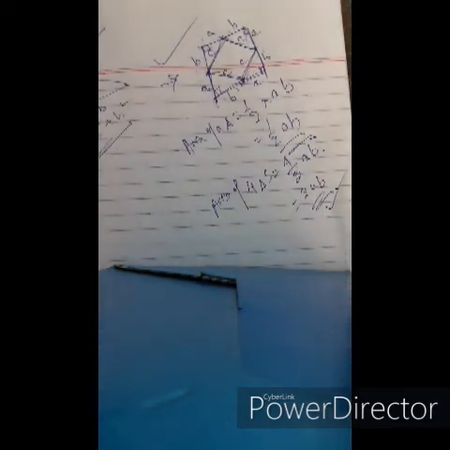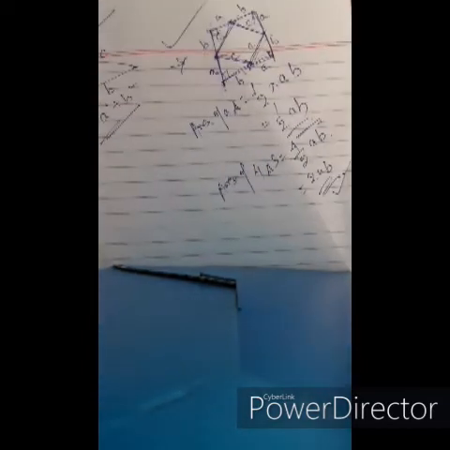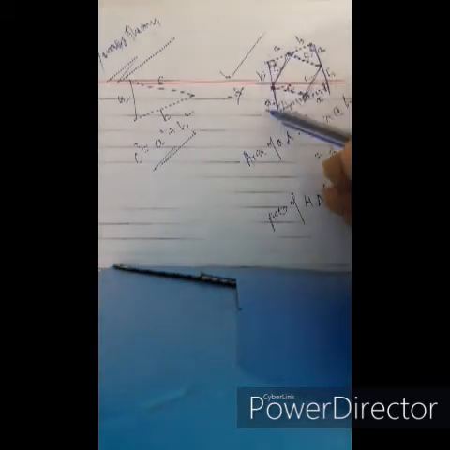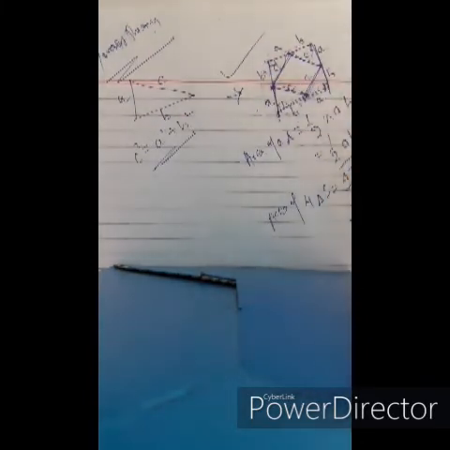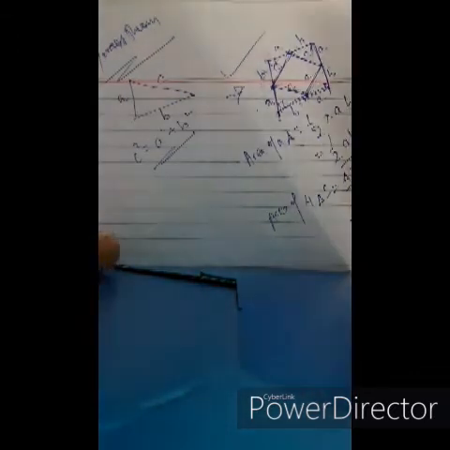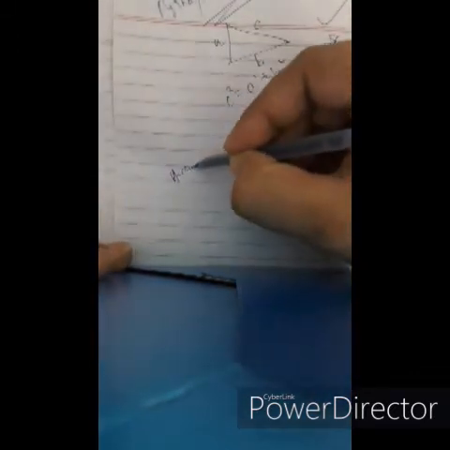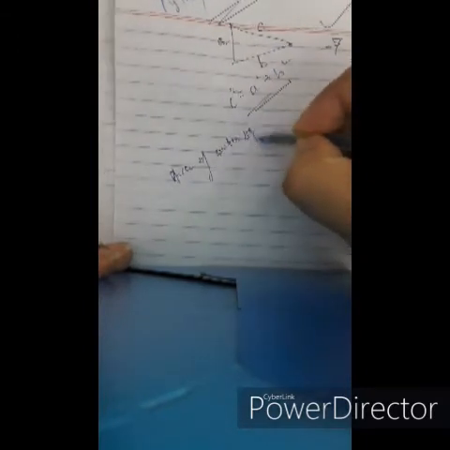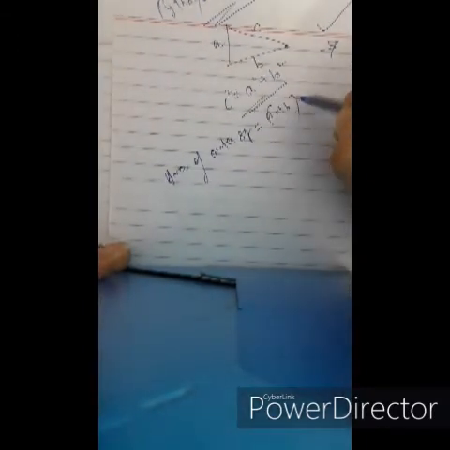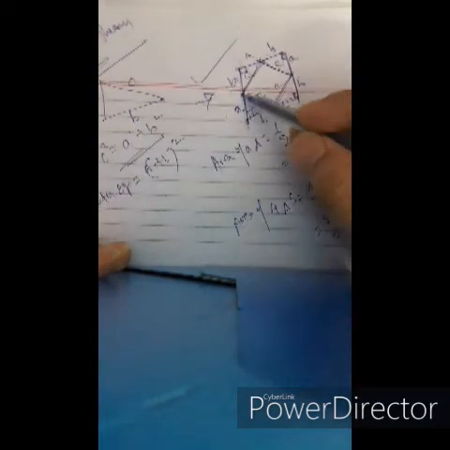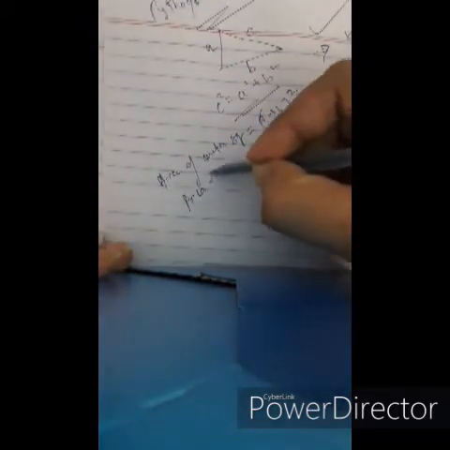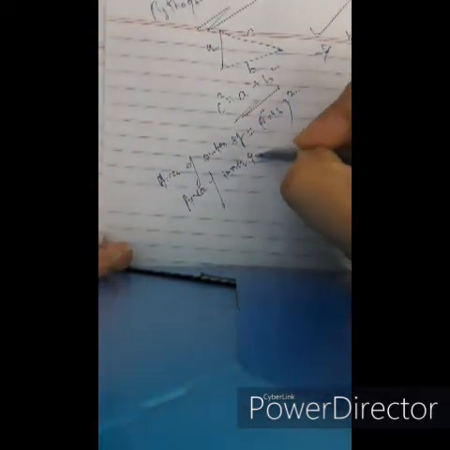Now we'll take the area of the outer square. What is the side of the outer square? A plus B. So area of the outer square is A plus B whole square, since area of a square is side square by the formula. And the sides of the inner square are C. So area of the inner square is C square.